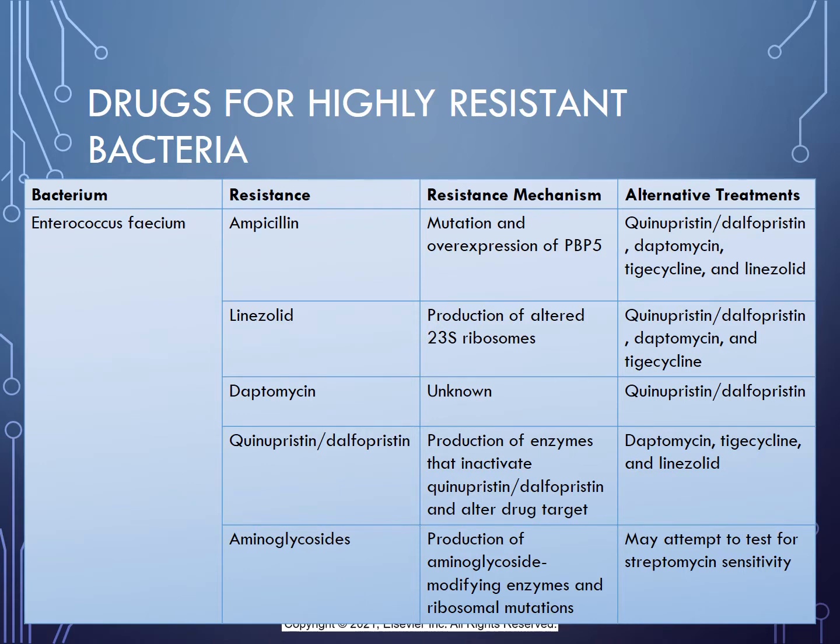The next few slides are going to be tables that describe different bacteria and the resistant drug. The first column describes the bacterium, the second describes the resistant drug, the third describes the resistant mechanism, and the last column describes alternative treatment options. As you can see in this slide, the bacterium of interest is Enterococcus faecalis. You can see all the different resistant drugs, the resistant mechanisms, and the alternative treatments you could use.